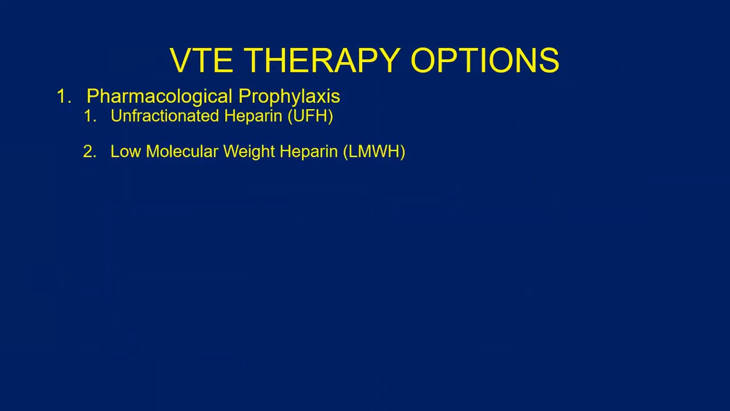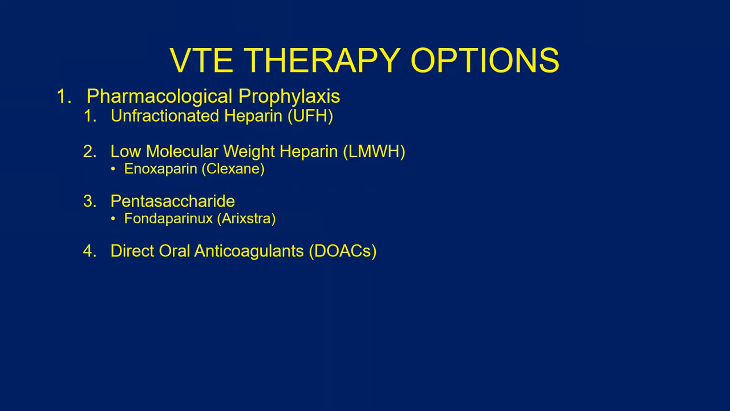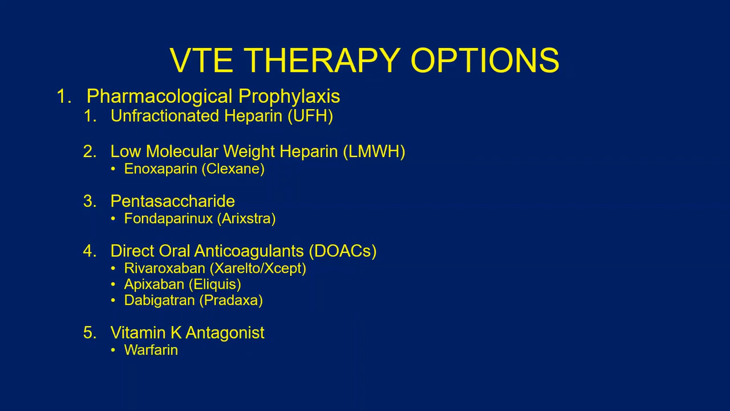Now, coming to your VTE therapy options. Again, you have unfractionated heparin. You have low molecular weight heparin, which is enoxaparin or Clexane. You have the pentasaccharides, which is your fondaparinux, which can be used. You have your direct oral anticoagulants, which include rivaroxaban, which comes as Xarelto except here in Pakistan. You have apixaban, which comes as Eliquis in America, but here it comes as Apixaget. You have dabigatran, which I still don't think is available here, but it's available by the trade name Pradaxa in the West. And then you have your vitamin K antagonist, warfarin.